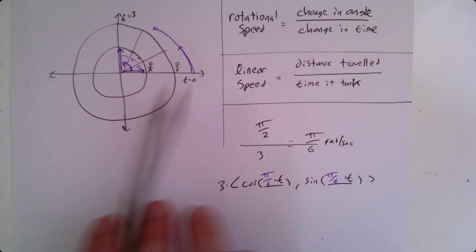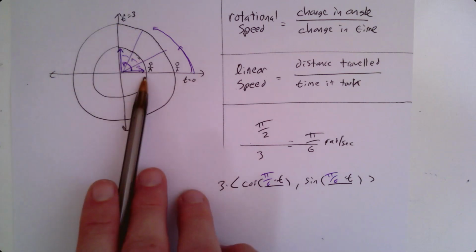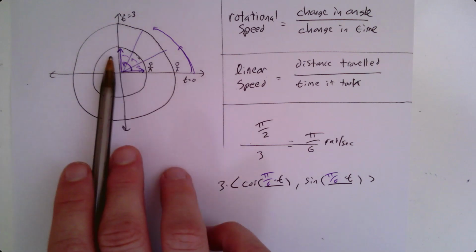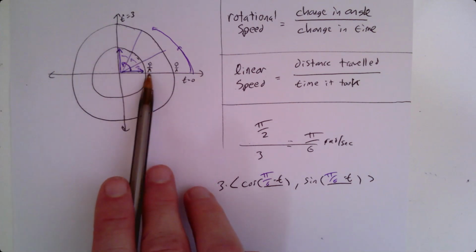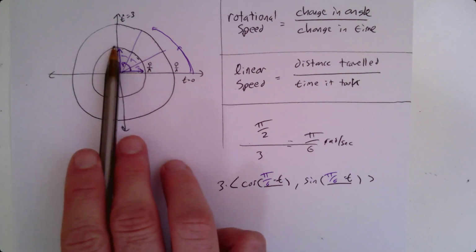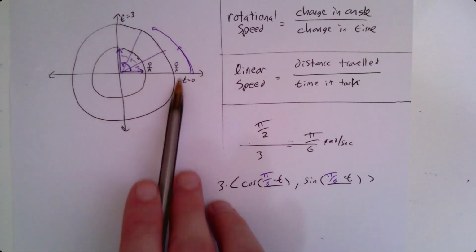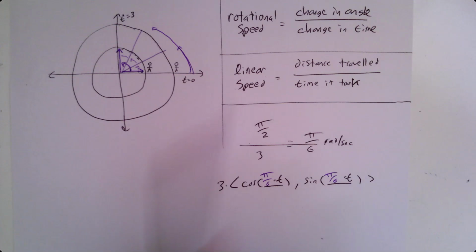If I imagine something rotating from here to there in 3 seconds, that's going to be true no matter how big the circle is, because it's about how fast the angle is changing. But if I'm imagining a person walking, if it takes this person 3 seconds to walk from here to here, they are walking a lot slower than this person has to walk. Because if this person takes 3 seconds to walk from here to here, they have a lot further to go, so they're going to have to walk a lot faster. So that's the idea of linear speed.